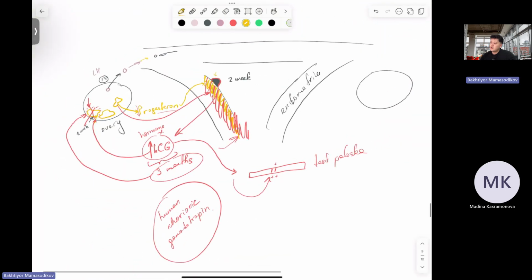So this is the illustration as well of how the menstruation process happens.